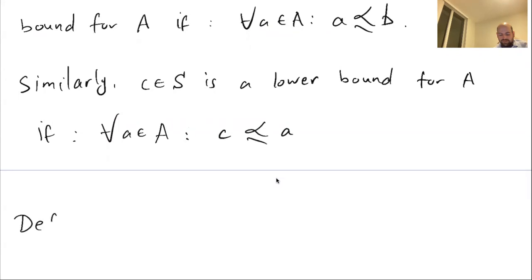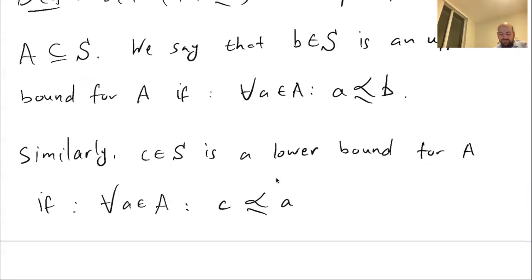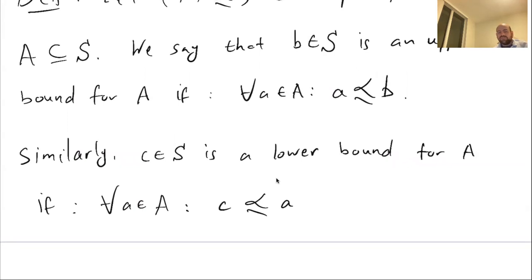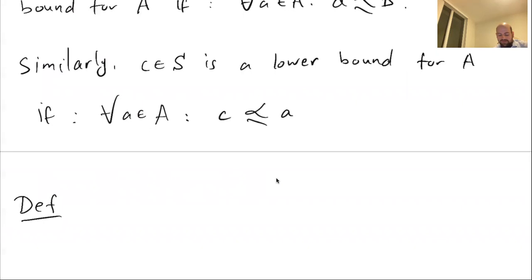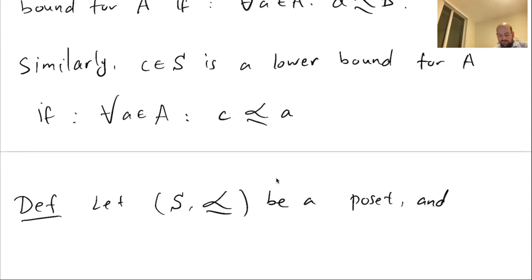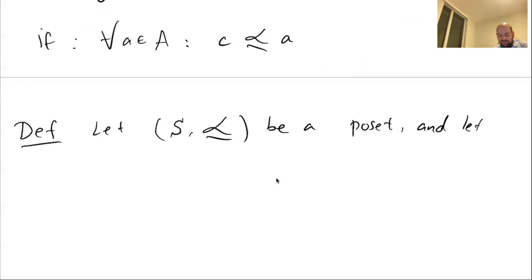Okay, so these are the definitions of upper bounds and lower bounds of a set. Now, another concept is the concept of least upper bound and greatest lower bound. So again, let S together with, clearly, less than or equal, be a poset, and let A be a subset of S.